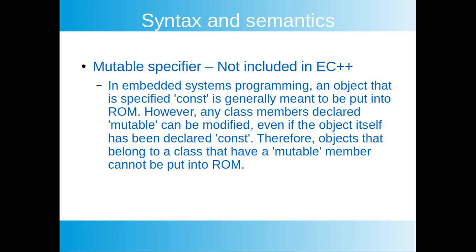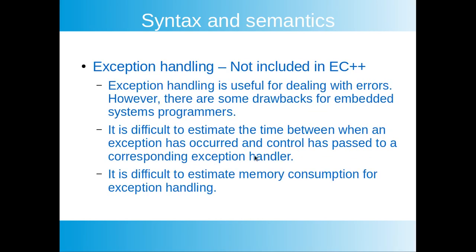The mutable specifier is a storage class specifier, and it tells that the value of the object or variable can be modified. So if mutable is specified before an object or a variable, then this object or variable cannot be put into ROM. So it is avoided in embedded C++. Similar to the mutable specifier, exception handling is not included in embedded C++.